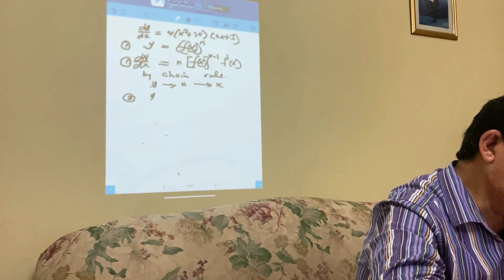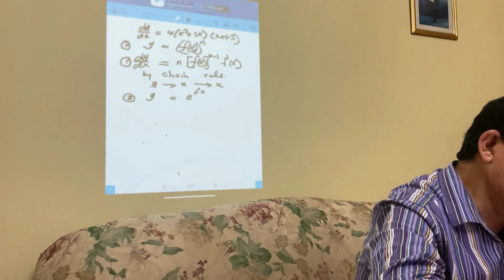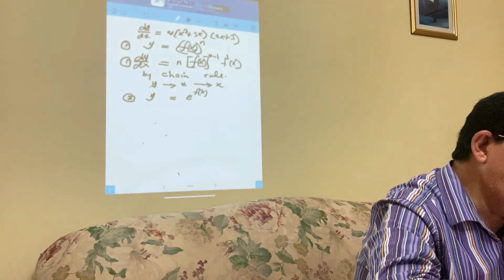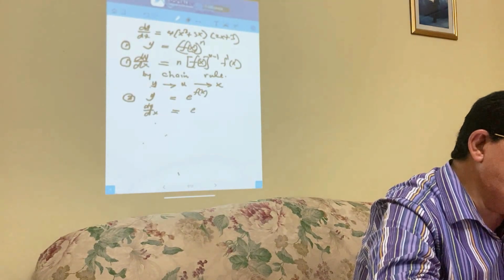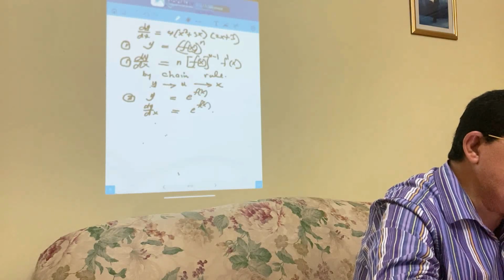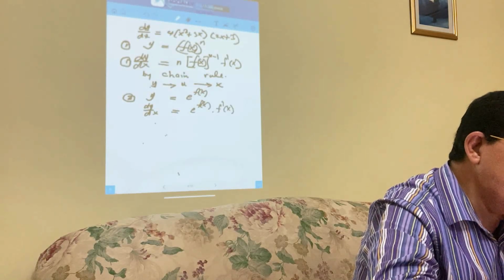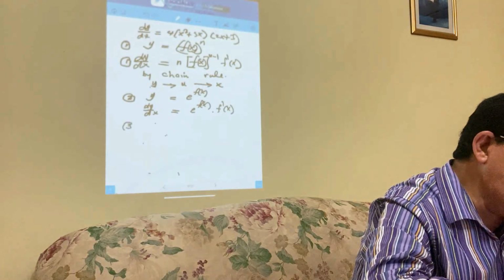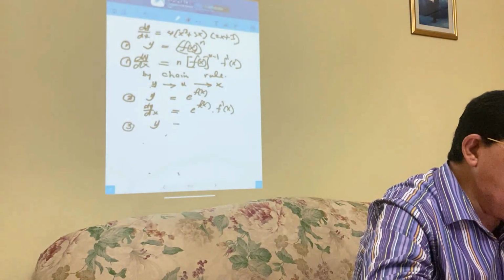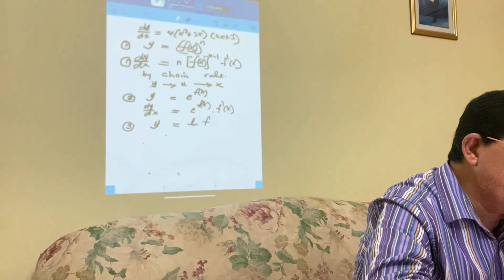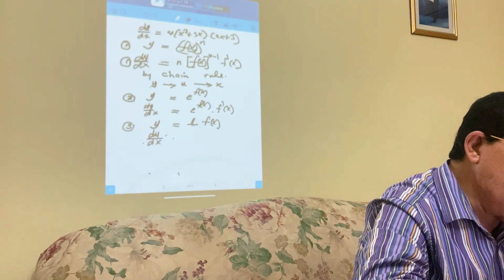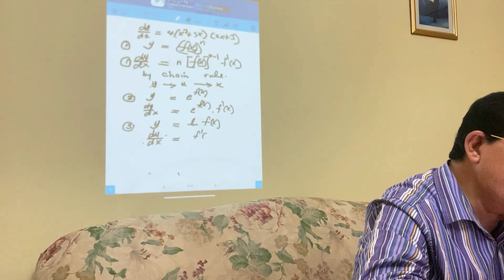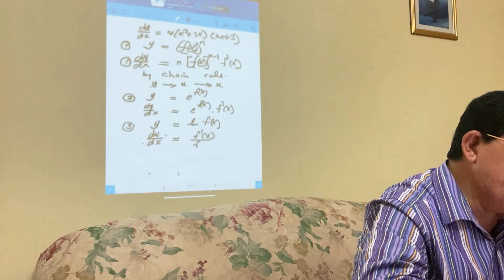A similar rule will be done if y equal e to the power f of x, then dy by dx would equal e power f of x times f dash x. And a similar rule will be done as y equal ln f of x, then dy by dx would equal f dash x over f of x.